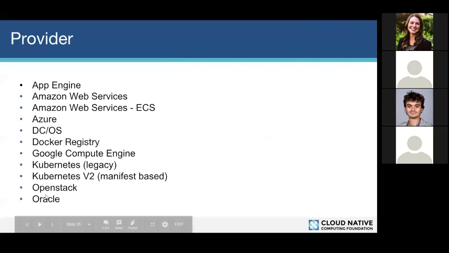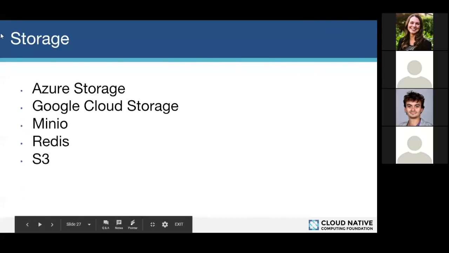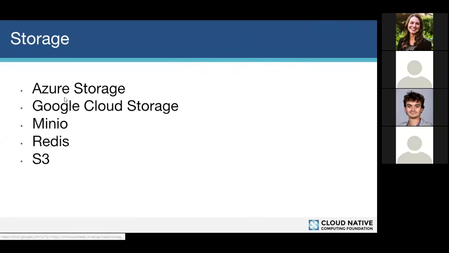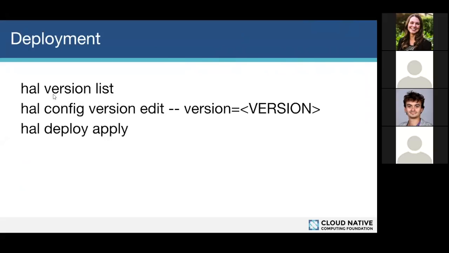Okay, there are various providers that you can use here, as you can see. I'm not going to go through all of them, obviously, because the only ones we're really interested in are Kubernetes. But just know that they exist. Again, Kubernetes Legacy is what we were looking at, Kubernetes v2, manifest-based. You have to have persistent storage. There are lots of options. If you haven't heard of Minio, Minio is basically a local version of S3.